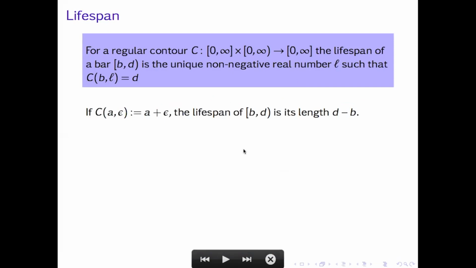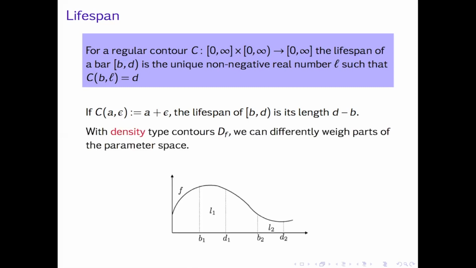Okay, so I anticipated the idea of lifespan. For a regular contour, which is the one I defined before with the extra assumptions, one can define the lifespan of a bar [B, D) as the unique non-negative real number L such that if I act with L on B, I obtain D. If I take the standard contour, that is just A plus epsilon, then the lifespan is the length of the bar. So we are trying to generalize this idea of length of a bar, but with a non-uniform weight on the parameter space. This contour tells us how we flow on the parameter space.